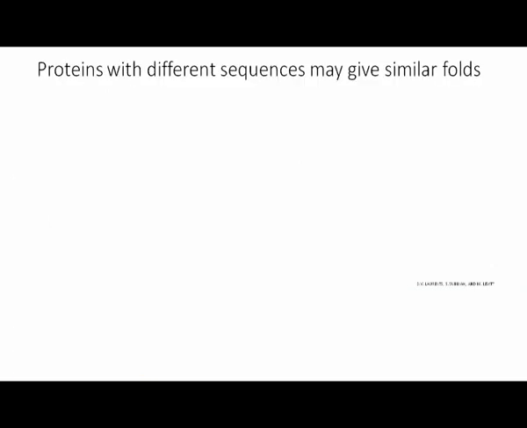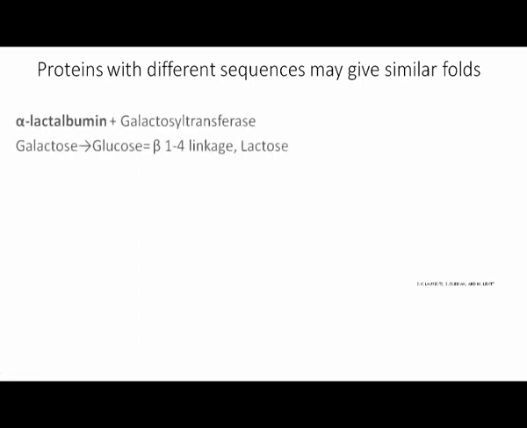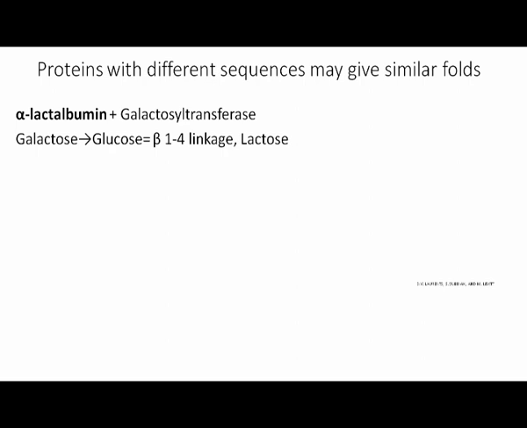The topic is proteins with different sequences may give rise to similar folded structures. An example is alpha lactalbumin. In association with an enzyme called galactosyl transferase, it transfers galactose to glucose and results in the formation of a beta 1,4 linkage, which results in the formation of another sugar called lactose, the primary sugar in milk. So alpha lactalbumin is a protein acted upon by galactosyl transferase, and this combination helps in the formation of lactose.